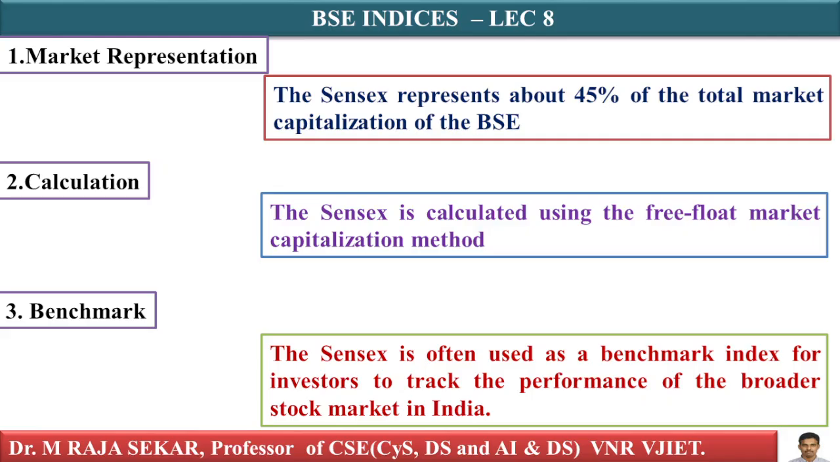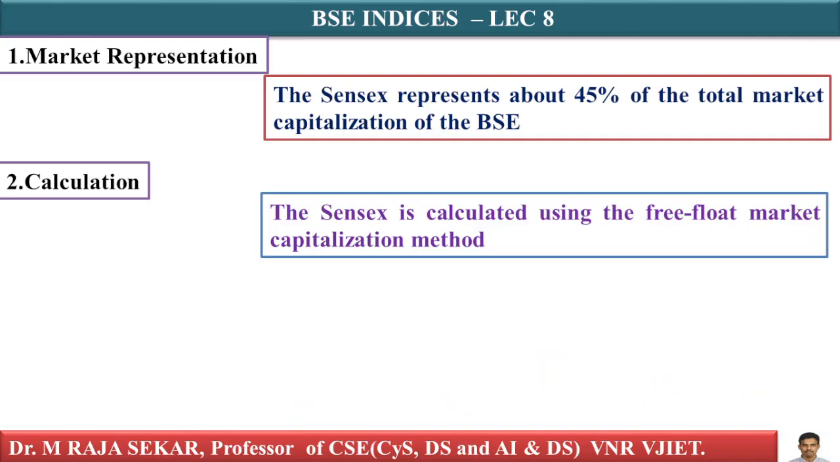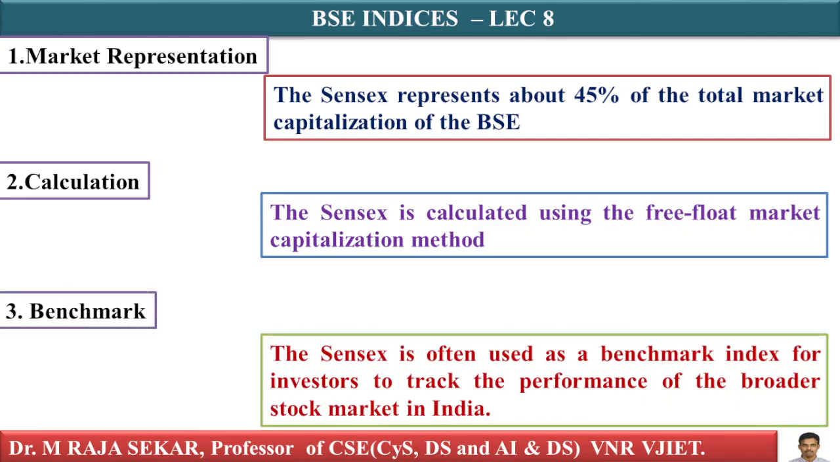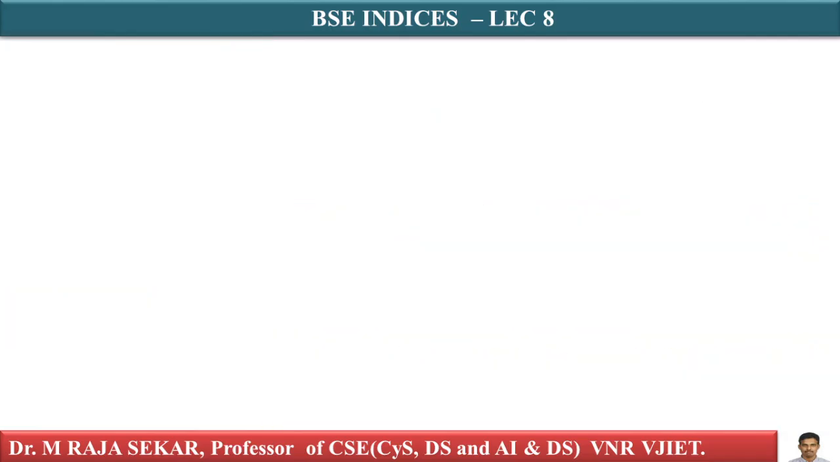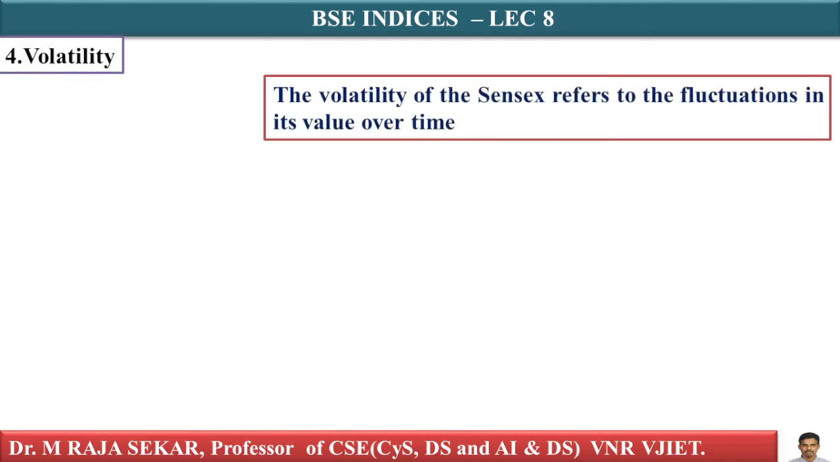It represents a basket of 30 financially sound and well-established companies from various sectors of the Indian economy. The index is considered a barometer of the overall performance of the Indian stock market and economy. Volatility: due to its composition of large, well-established companies, the Sensex tends to reflect broader economic trends, but it can also be influenced by factors like global market movements, interest rates, domestic policies, and political stability.